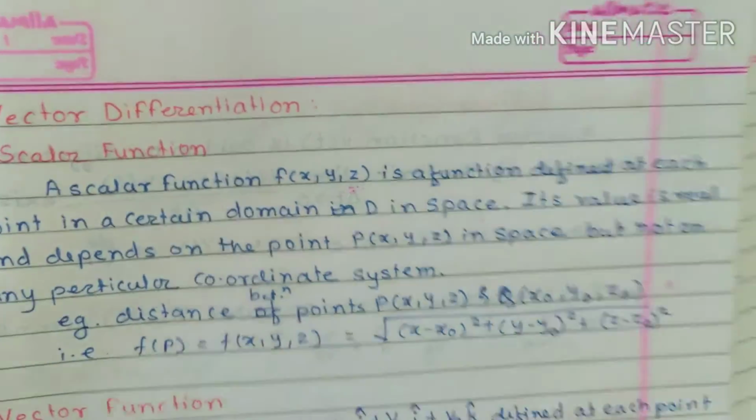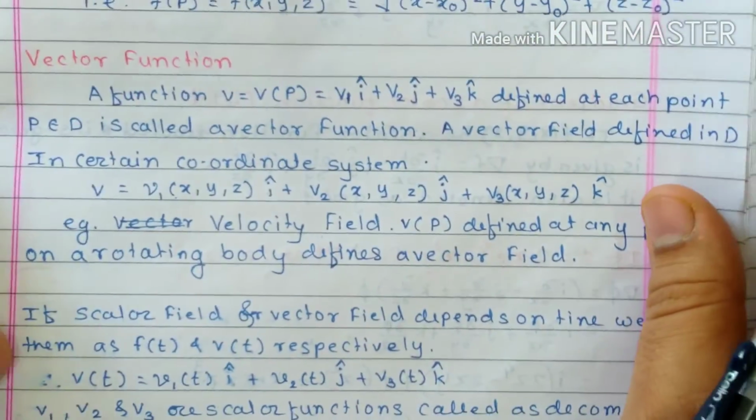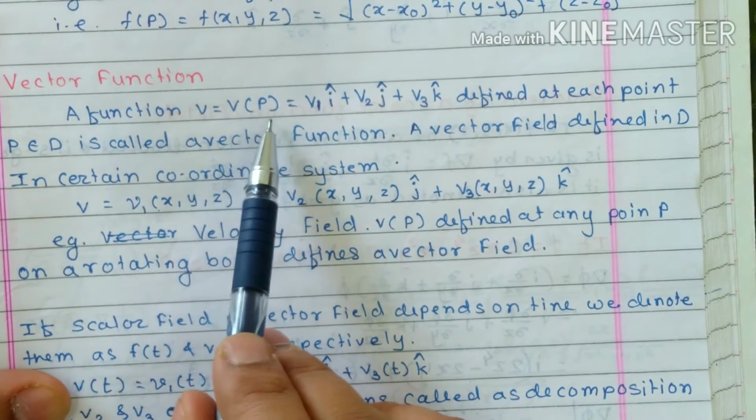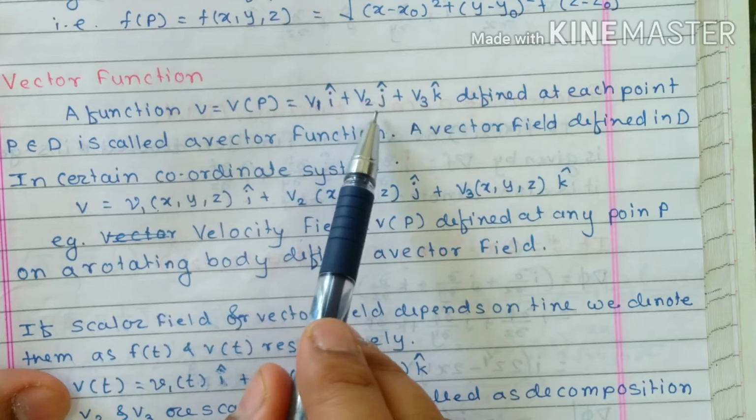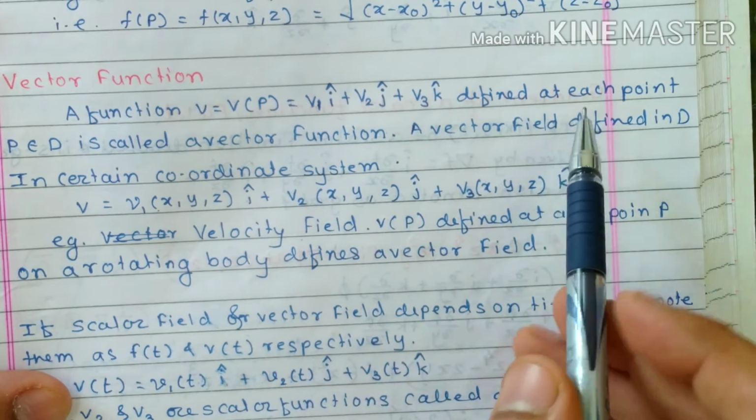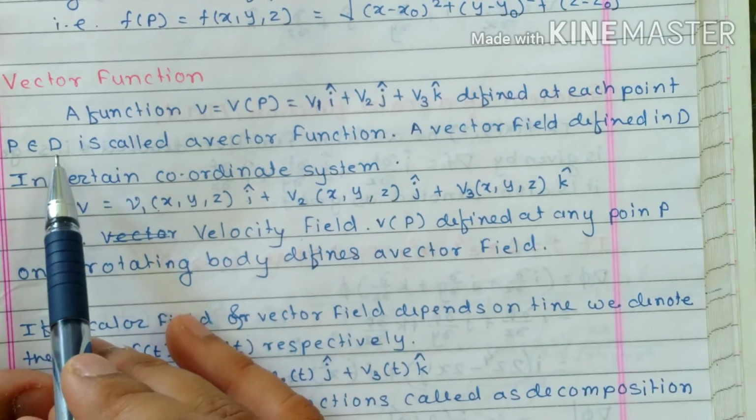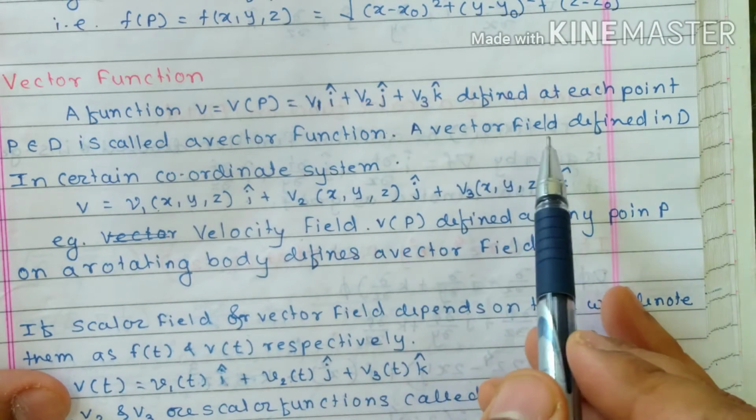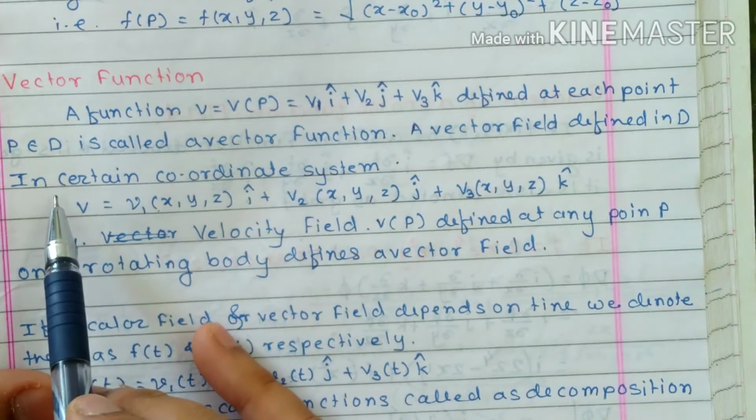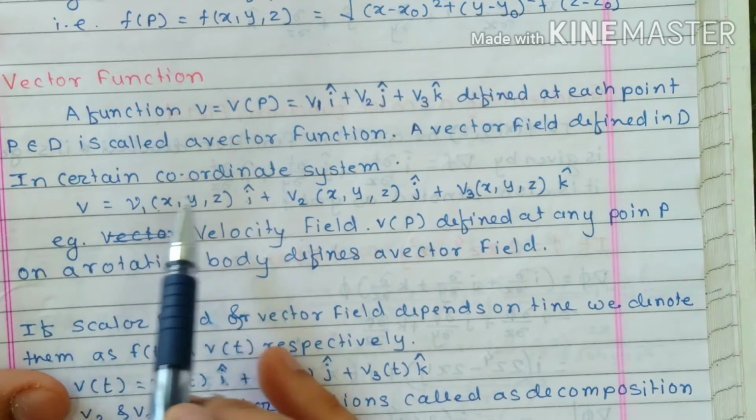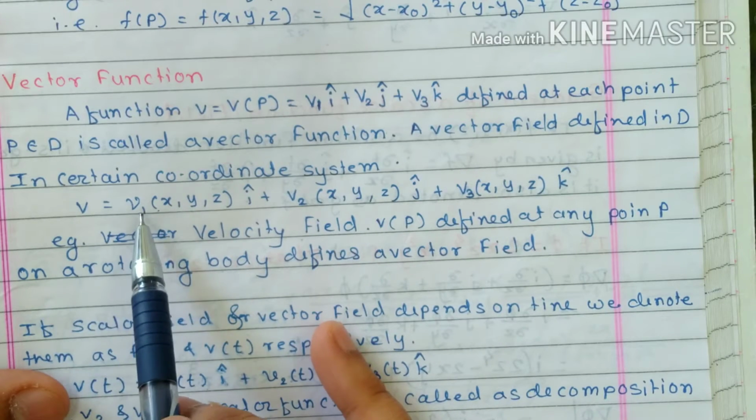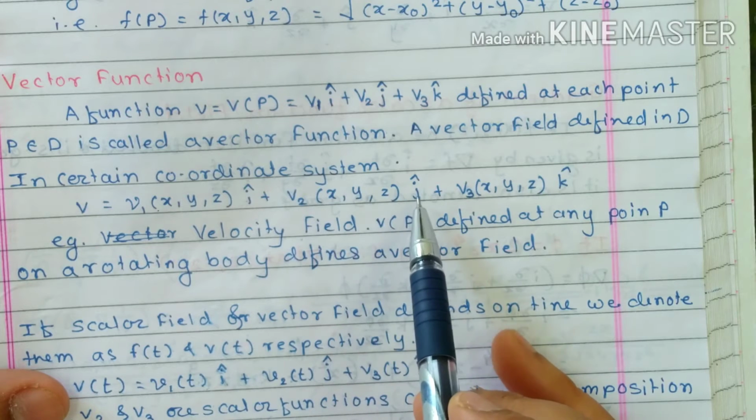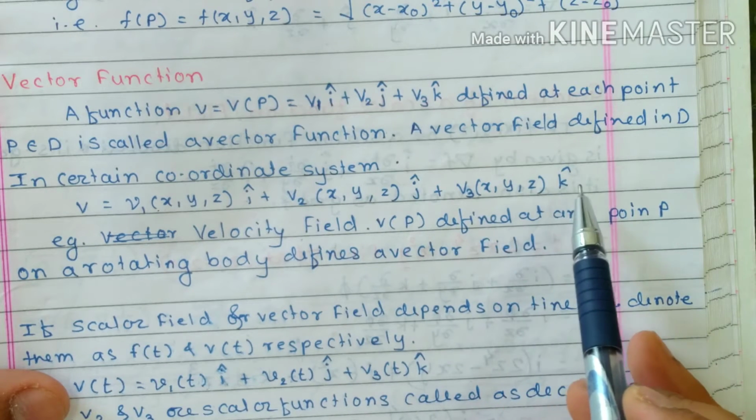Now we will see what is meant by vector function. A function v equal to v of P, given as v1 i cap plus v2 j cap plus v3 k cap, defined at each point P from the domain D, is called a vector function. A vector field defined in D in a certain coordinate system is given by v equal to v1 of x, y, z i cap plus v2 of x, y, z j cap plus v3 of x, y, z k cap.